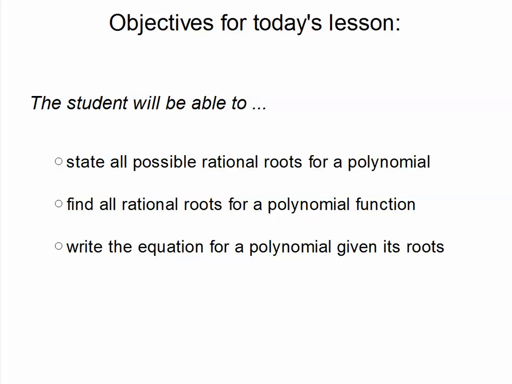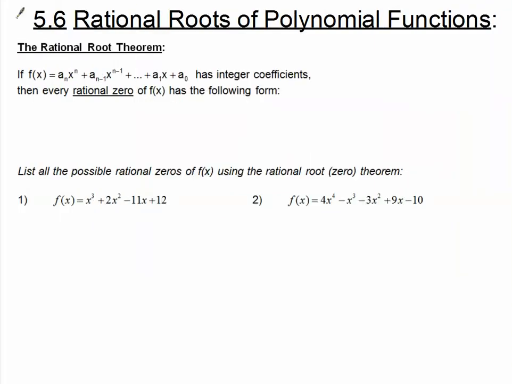In this first tutorial, we will state all possible rational roots for a polynomial. We are looking at section 5.6 and we're talking about our rational roots theorem. The rational root theorem says that if we have a polynomial f of x, and here's our standard form, that has integer coefficients, then every rational zero of our function must be of the following form.